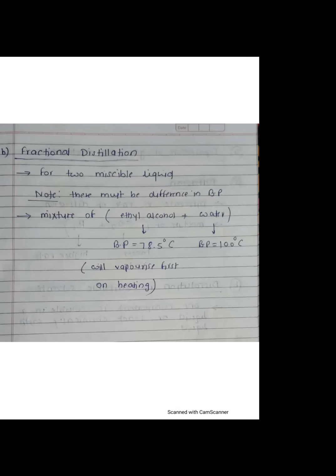For example, if I want to separate a mixture of ethyl alcohol and water, let me tell you, the boiling point of ethyl alcohol is 78.5 degrees Celsius, whereas the boiling point of water is 100 degrees Celsius.